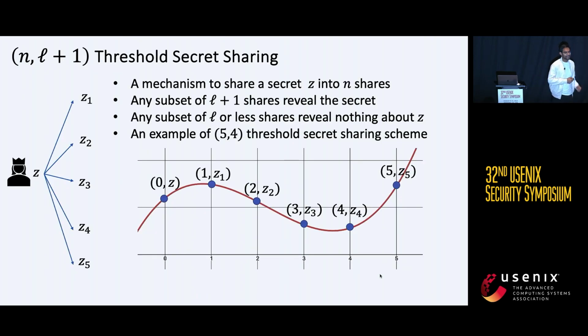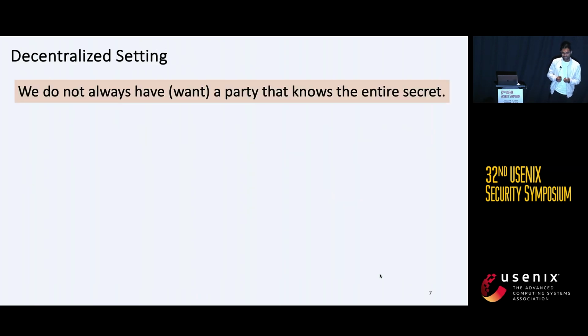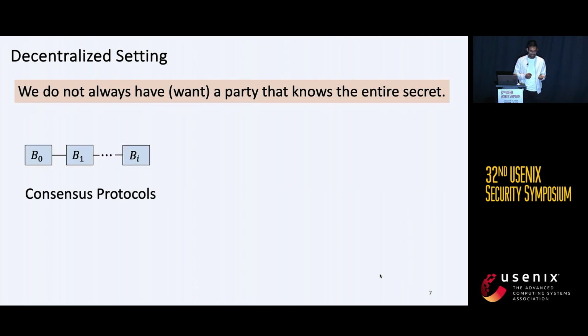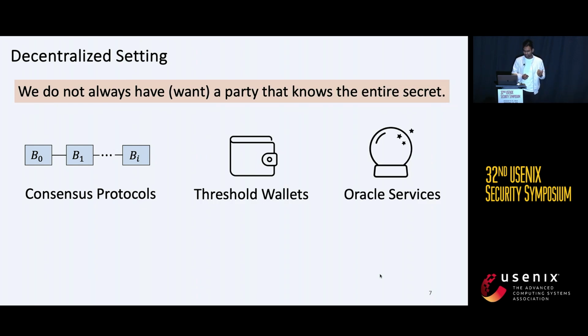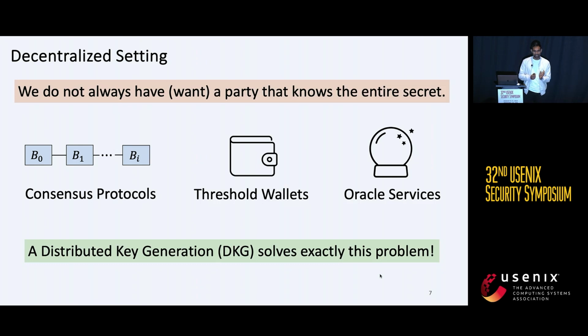But here we are working with a setting where one party has the entire secret. In a decentralized setting, we don't always have a party that knows the entire secret, and sometimes we don't even want such a party to exist. For example, in consensus, this is a protocol among mutually untrusted parties, so we don't want anybody to have the secret. Similarly, in threshold wallets, we don't want anybody to have the secret. Other examples include oracle services. Distributed key generation, or DKG in short, exactly solves this problem.